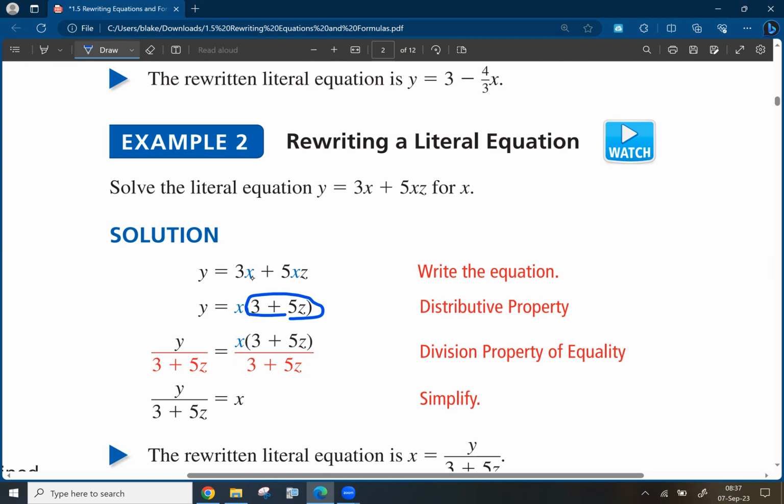And what ends up happening is they'll cancel each other out on the right. And on the left, this is what we have. You can try to simplify it, but there's really nothing you can do to simplify it. So it's just going to end up staying that way. The y on the top and then the 3 plus 5z on the bottom. But the main thing is, again, the x is by itself, which is the whole point of this. So that's how we get to that one.